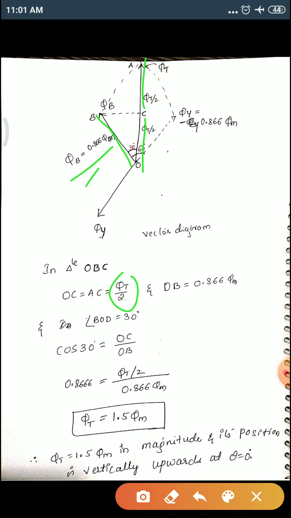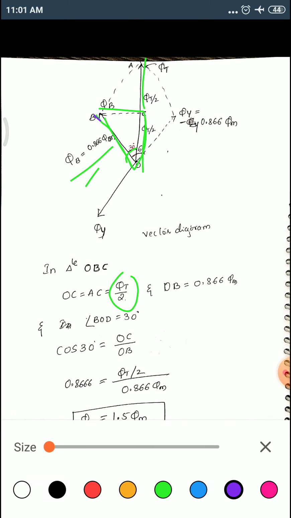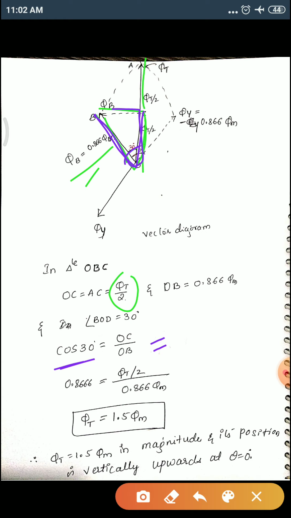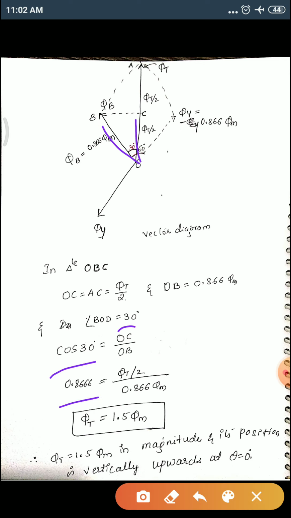So in this triangle, define cos theta. As we know this angle is 30 degrees, so cos 30 is nothing but adjacent divided by hypotenuse. Adjacent is OC, divided by hypotenuse OB. So cos 30 is 0.866. So OC is how much? Phi t by 2 over 0.866 phi m.